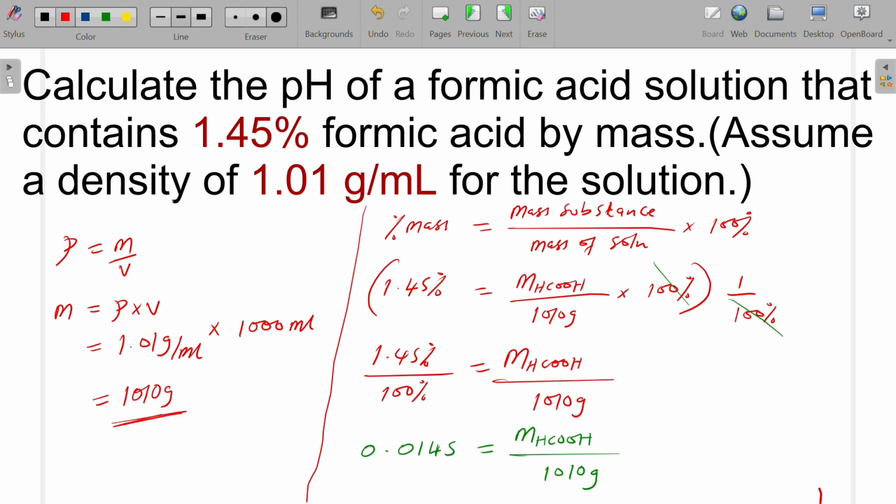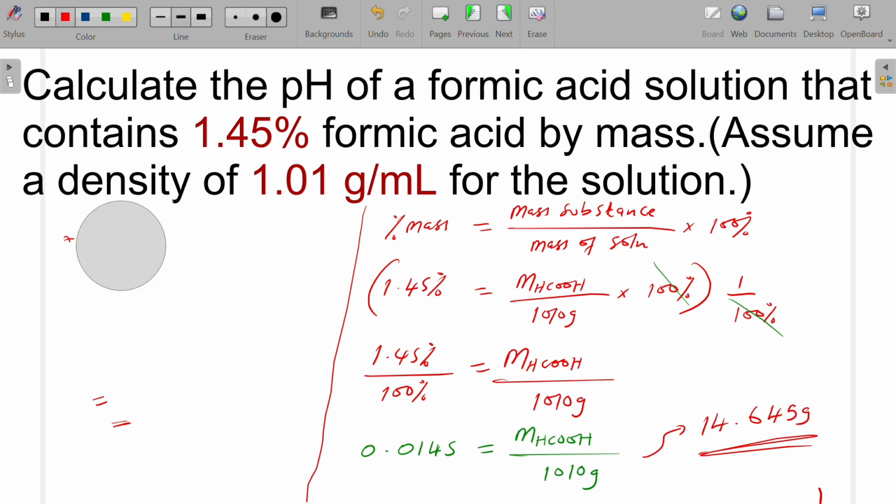When we cross multiply to get our answer, I multiply 0.0145 by 10, and I'm getting my mass to be 14.645 grams. This is the mass of formic acid that we're looking for. So we have the mass now. Our next step is to find the number of moles for formic acid. Let's quickly do that.